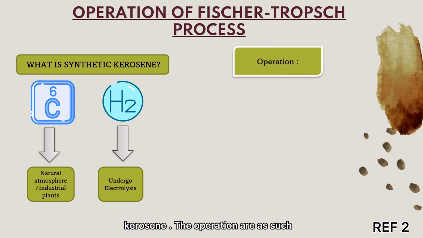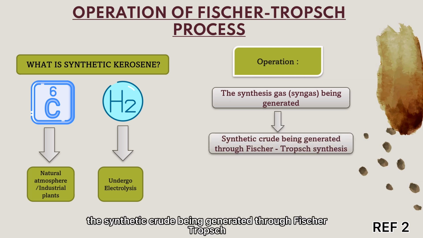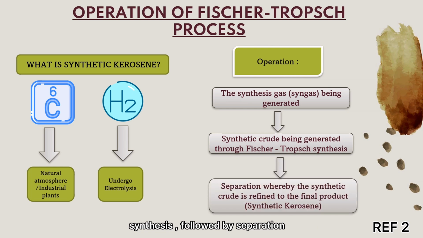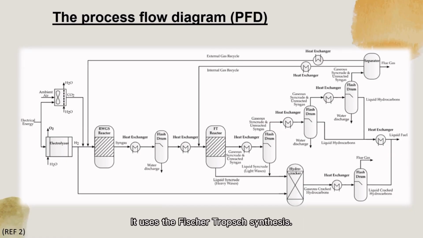The operation is such: the synthetic gas, syngas, is generated, then the synthetic crude is generated through Fischer-Tropsch synthesis, followed by a process whereby the synthetic crude is refined to the final product, which is synthetic kerosene. This is the PFD for the production of synthetic kerosene. It uses the Fischer-Tropsch synthesis.